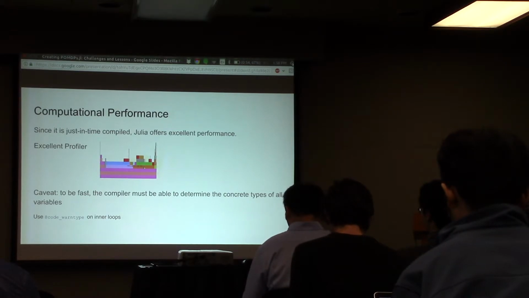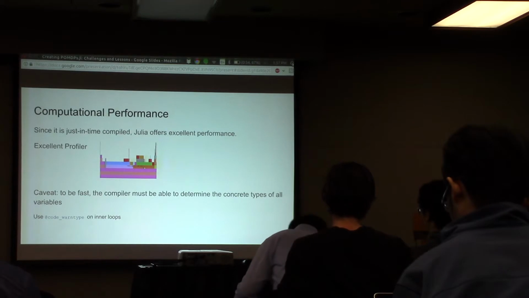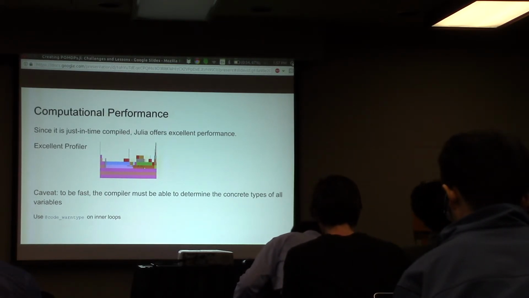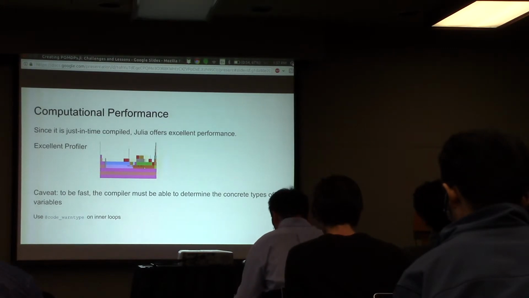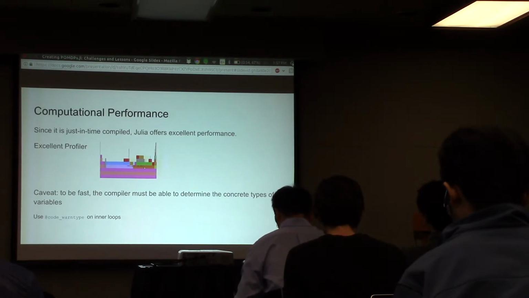But also, in order to be fast, this isn't enforced in the code, but implicitly, in order for the code to execute quickly, you have to be able to determine the concrete types of all the variables at compile time. So they give you this nice tool called code warn type, which if you use Julia and don't know about that yet, you should definitely check it out because it has given me 10 times speed ups when I can identify exactly where there's type ambiguity.